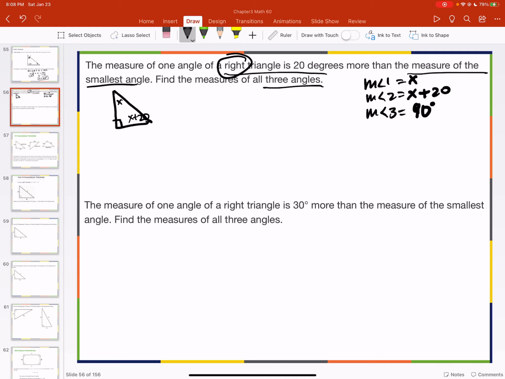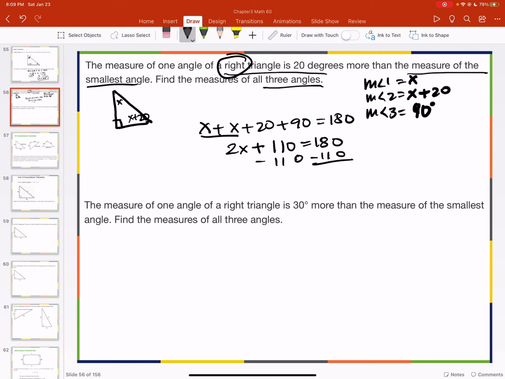So together, all these three angles are going to equal 180 degrees, okay? So let's go ahead and combine like terms. We have 2X plus 110 is equal to 180. Subtract both sides by 110. Okay, we get 2X is equal to 70. Divide by 2. We get X, which is the measure of the smallest angle, is equal to 35 degrees.